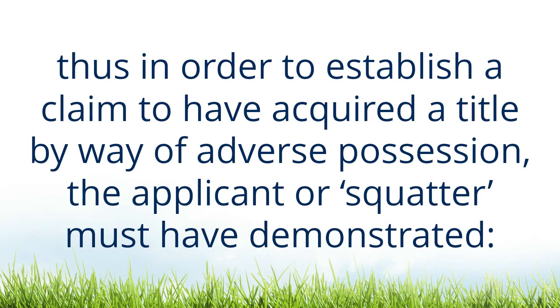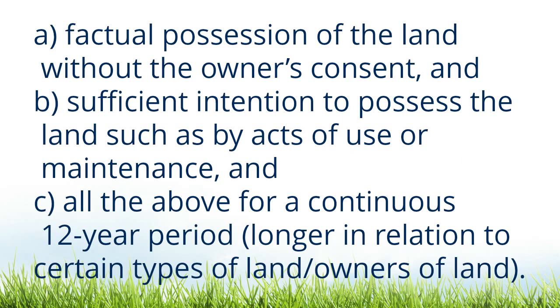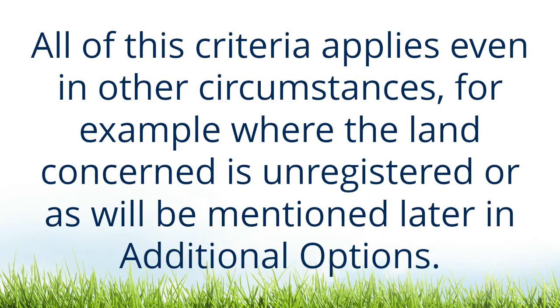Thus, in order to establish a claim to have acquired a title by way of adverse possession, the applicant or squatter must have demonstrated: A, factual possession of the land without the owner's consent; B, sufficient intention to possess the land, such as by acts of use or maintenance; and C, all of the above for a continuous 12-year period, longer in relation to certain types of land or owners of land. All of this criteria applies even in other circumstances, for example where the land concerned is unregistered or, as will be mentioned later, in additional options.